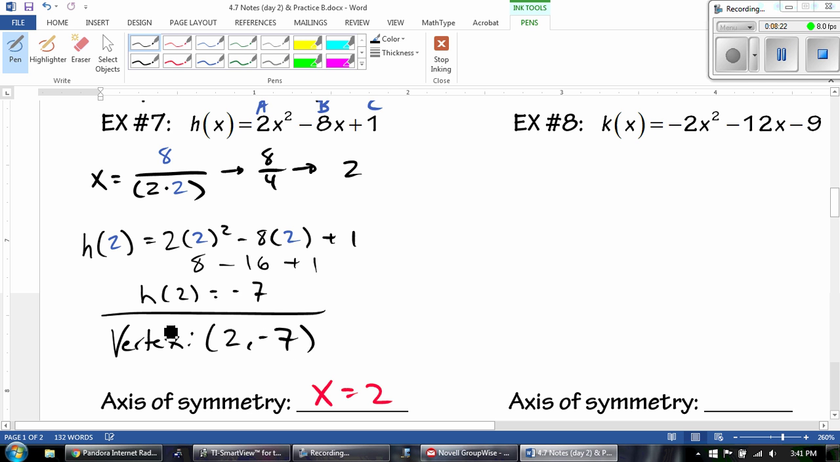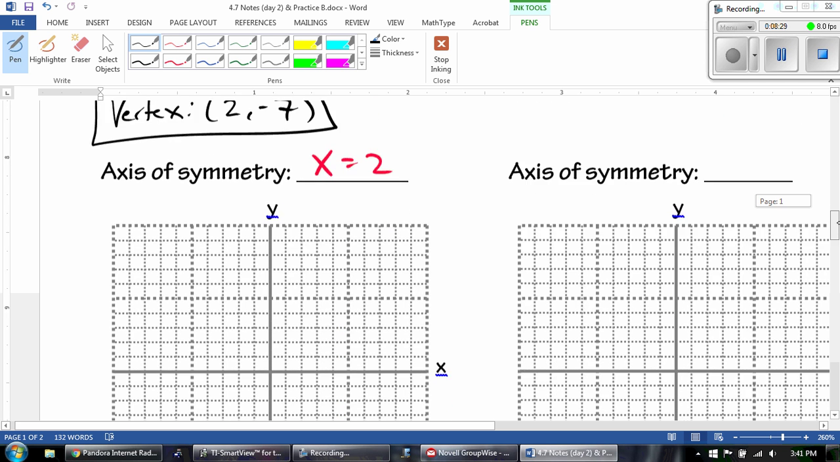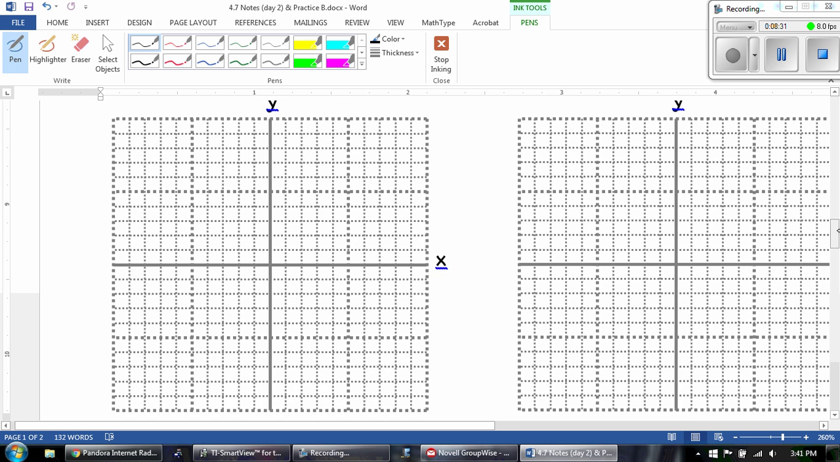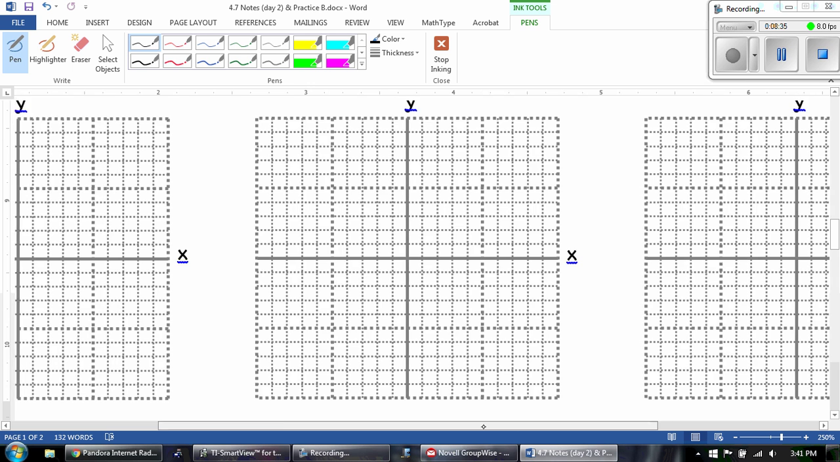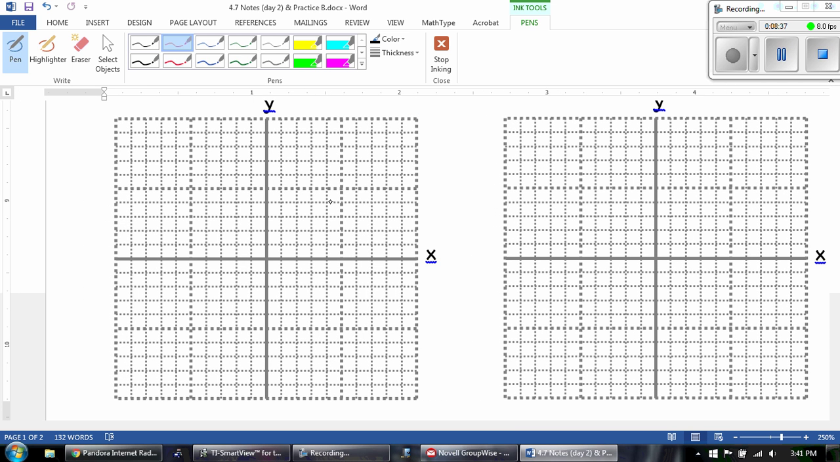Okay, and this is super, super important. So the graphing you can do a couple different ways. I like that I know what my axis of symmetry is. I like to draw my axis of symmetry first. You can do that first, you can do it second, last, it doesn't matter. Okay, but now we're going to graph. So my vertex is (2, -7).